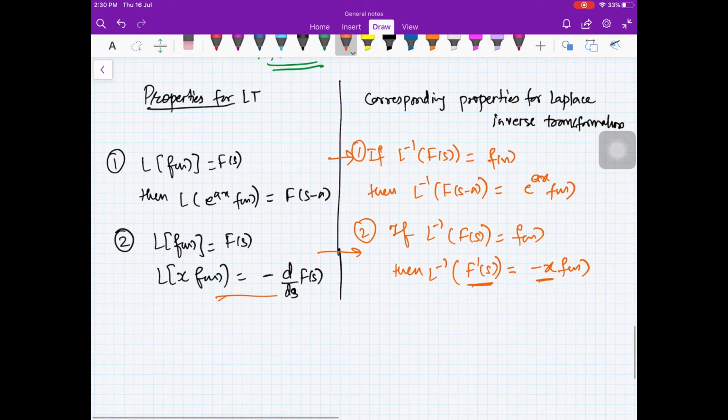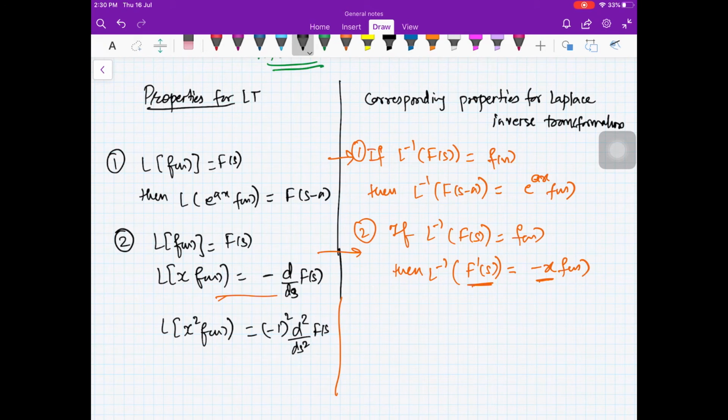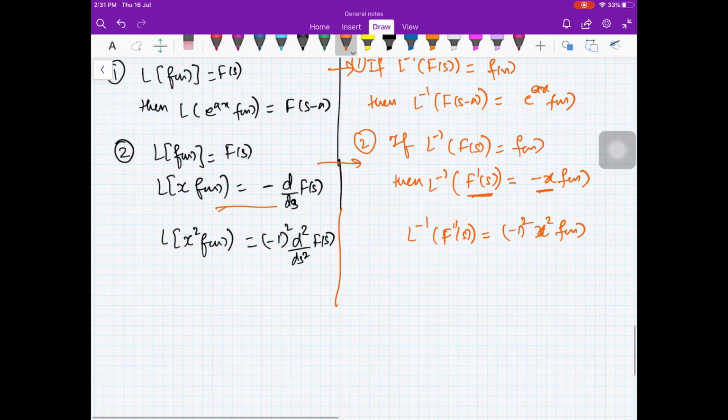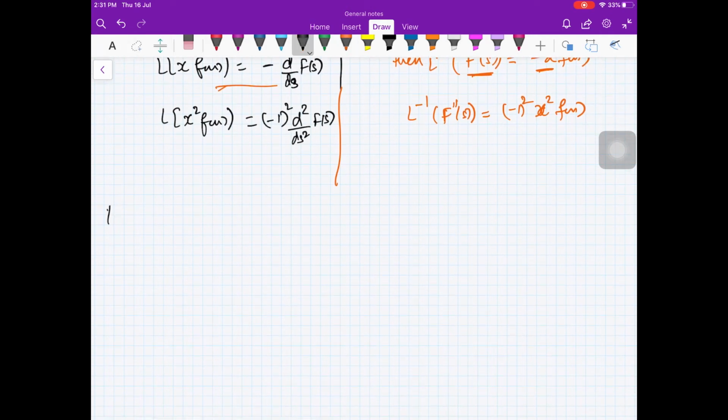So if you differentiate it once, you'll have to multiply with a negative sign and you have to put an x there. And you can generalize it also. L of x square f of x was minus 1 raised to power 2 d2 by ds2 f of s. So here, L inverse of f double dash s will be minus 1 square x square f of x, and so on. So this is how your properties are. Let us solve some problems for these two properties, otherwise everything will mix up. So let me write down the examples.